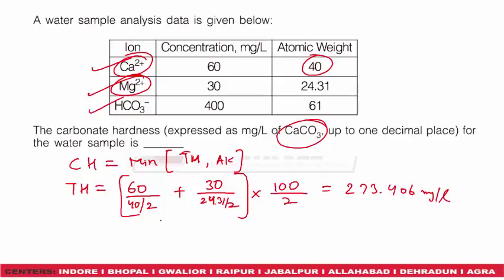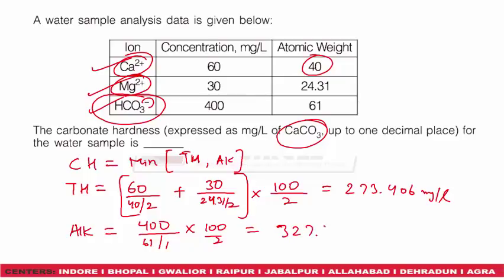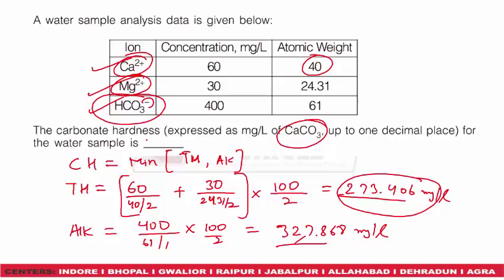Now alkalinity is given by concentration of bicarbonate ion. So concentration is 400, equivalent weight will be 61 by 1 since its valency is 1, into equivalent weight of calcium carbonate, that is 100 by 2. So it comes out to be 327.868 milligram per liter. So the lesser value of these two is 273.406. So the correct answer up to 1 decimal place is 273.4.